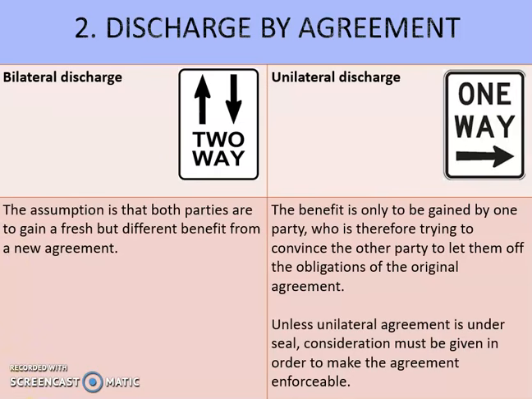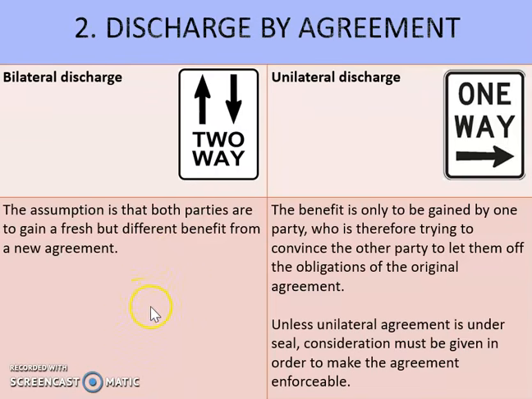With discharge by agreement, the parties themselves can agree to end the contract, form a new contract, or vary the original one. There are two situations we need to consider here, bilateral discharge and unilateral discharge. And the clue is in the name here, bilateral two-way, unilateral one-way. So the ideal situation is where both parties agree to discharge the contract. And the assumption here is that both parties are to gain a fresh but different benefit from a new agreement. So they both benefit, that's ideal.